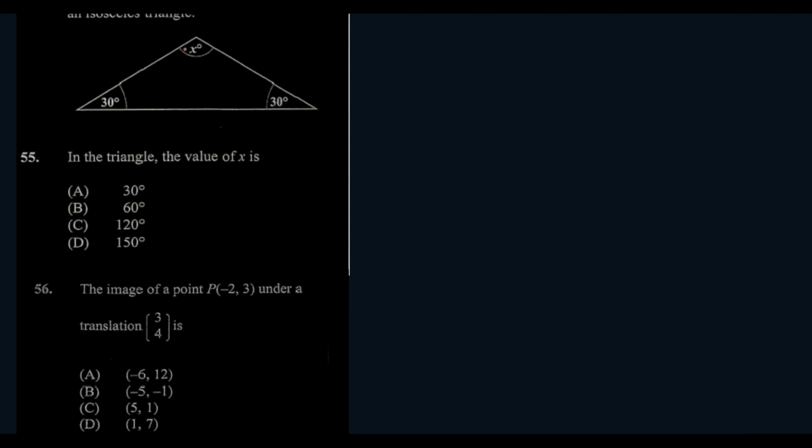So we are trying to figure out what the value of x is. In this case, we have 30 and 30 on both sides, and we know that the internal angles of a triangle add up to 180 degrees. So if we add these up together, 30 plus 30 is equal to 60.